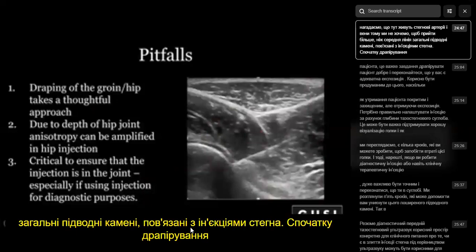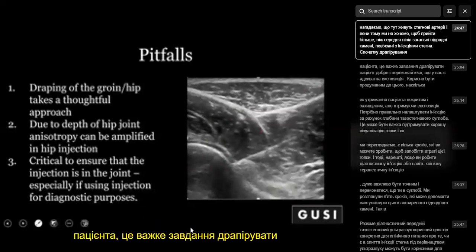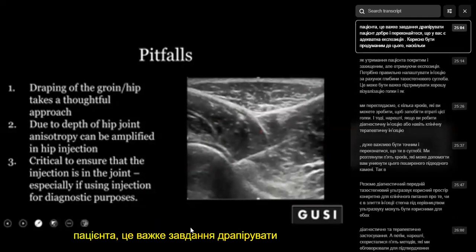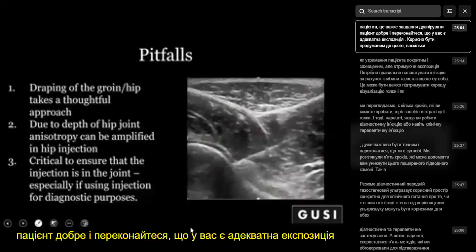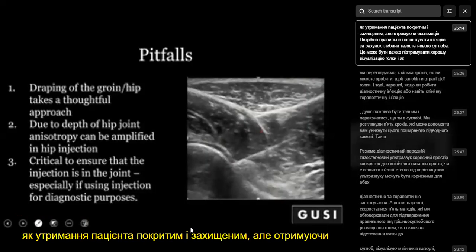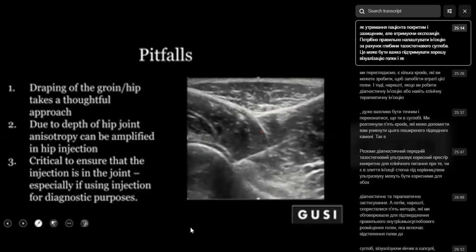So common pitfalls related to hip injections. First off, draping of the patient. It's a difficult task to drape a patient well and make sure you have adequate exposure. It's useful to be thoughtful of this as far as keeping a patient covered and protected, but getting the exposure you need to set up the injection properly.